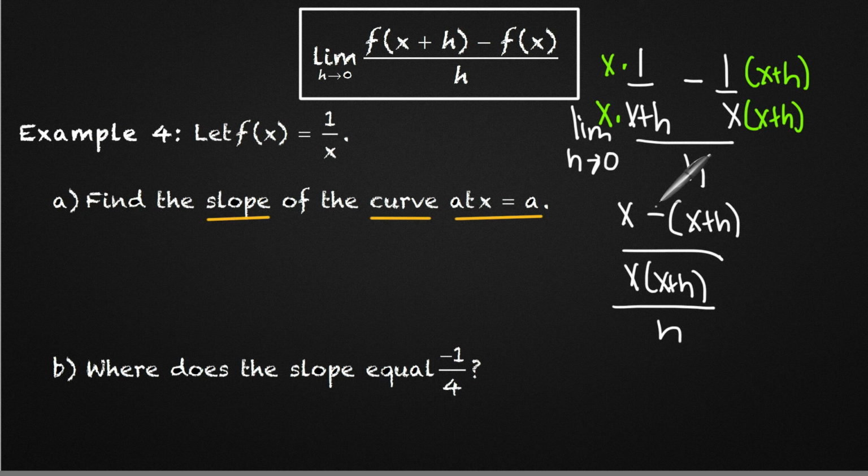So let's go ahead and distribute this negative, and that's another thing you have to be very careful to do. Distribute the negative inside here, and that's going to give you x minus x. The x's are going to cancel, but you still have a minus h. So negative h over the common denominator that we found, x plus h.